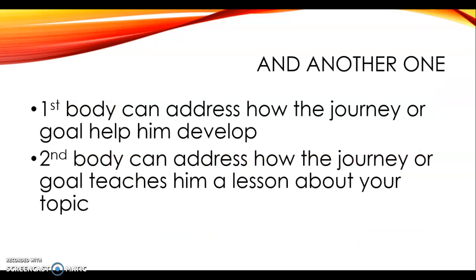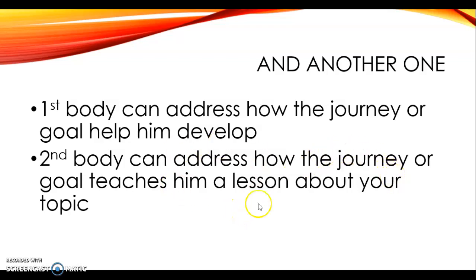Here's another way. This is the easiest way. So if you want to do this, this is fine. You're going to take your first body paragraph and you're only going to talk about how the goal or journey helps him to develop. Develop in what? So if I'm saying that the journey helps Odysseus to develop in humility, then my body paragraph is only going to talk about how the journey helps him to develop in humility. Then in my second paragraph, I'm going to ask myself, what did Odysseus learn about humility? So, how did the journey teach Odysseus about humility?